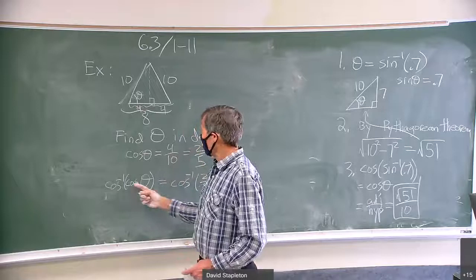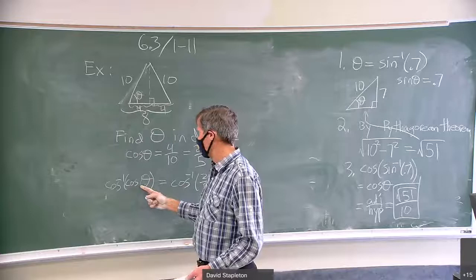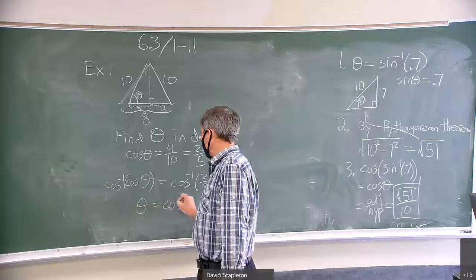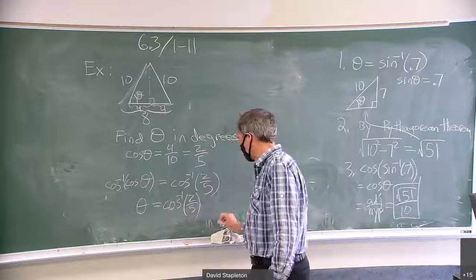Since theta is an acute angle, it's in the first quadrant, and in the first quadrant, all the inverse trig functions undo the trig function. That's what we said. So this must be theta is the arc cosine of 2/5. And now I just have to put my calculator in degrees mode, and it will tell me what that angle is.